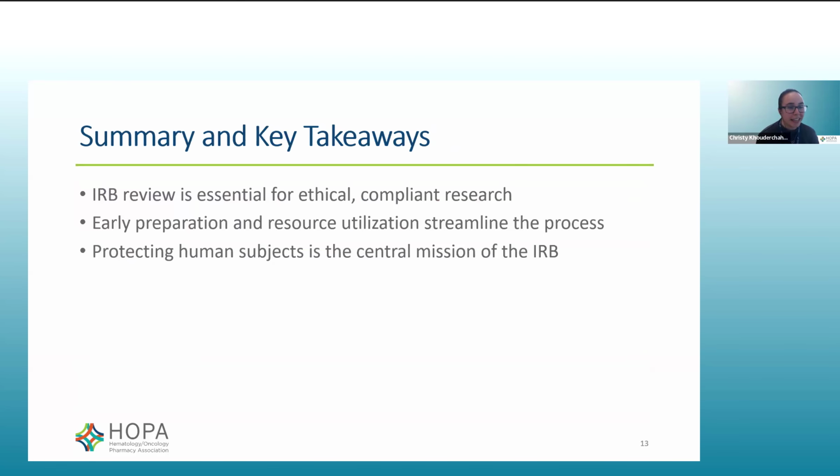So, a few key takeaways here. Hopefully after talking for the past 10 to 15 minutes, the IRB process sounds a little bit less scary. They really are not trying to hinder your research or prevent you from doing your data collection or getting your patient list, but their role is really around protecting human subjects. For that reason, they want to make sure that all research being conducted is ethical and compliant.